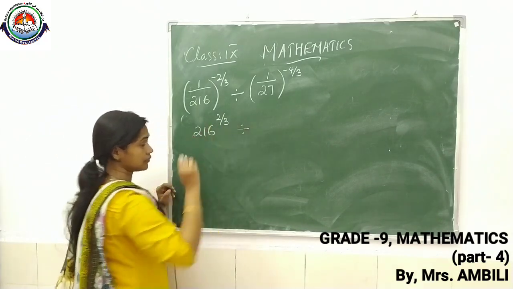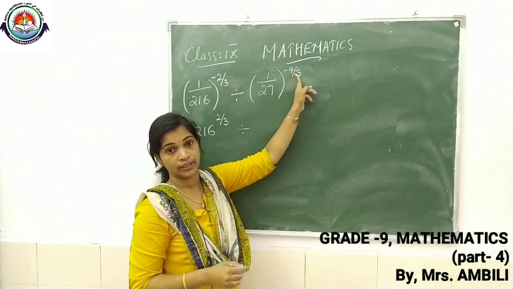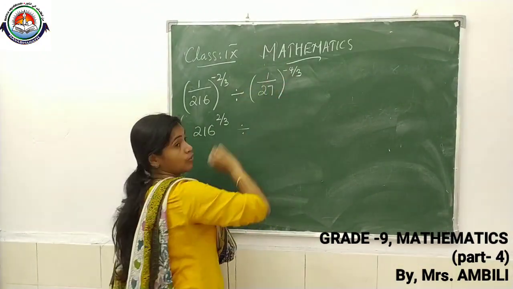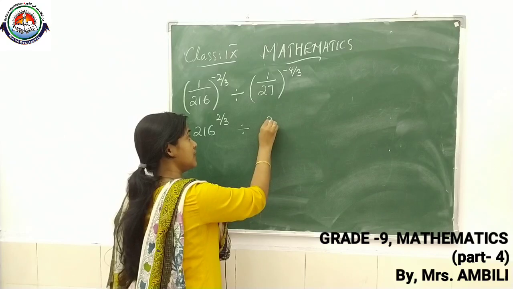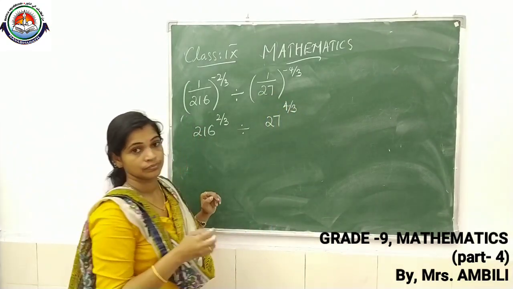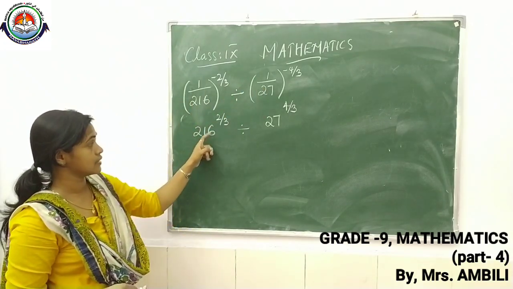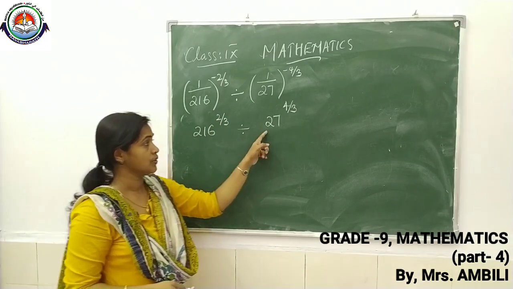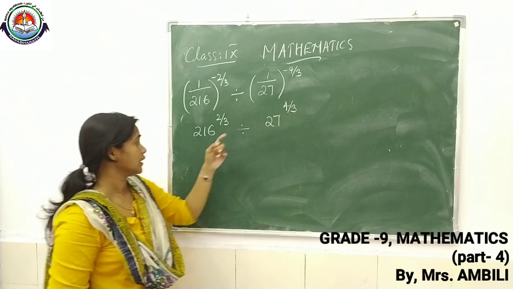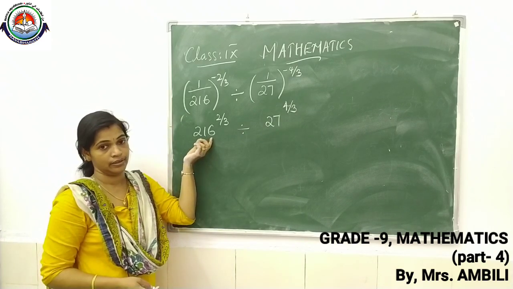Divided by the second part, 1 by 27 raised to minus 4 by 3. How can we change that? 27 by 1 raised to 4 by 3, that we can write as 27 raised to 4 by 3. Now we changed our question. 216 raised to 2 by 3 divided by 27 raised to 4 by 3. Clear? Then next we need to change 216.